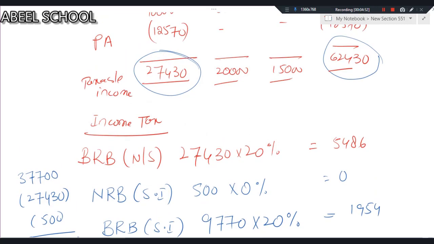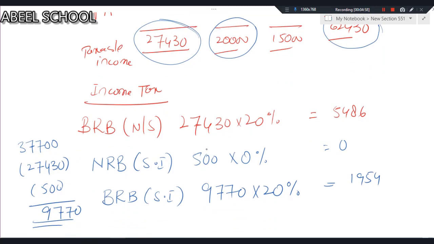Now let us see the total saving income, which is taxable, it is 20,000. Out of 20,000, 500 is covered in the nil rate band, and 9,770 we have taken in the basic rate band. So obviously now the basic rate band is fully utilized, because one portion was utilized by the non-saving income, then a little bit by the nil rate band, and the remaining 9,770 is already utilized by the saving income.